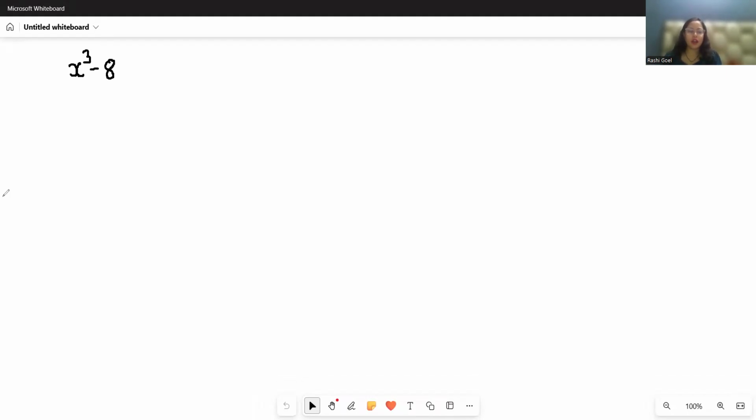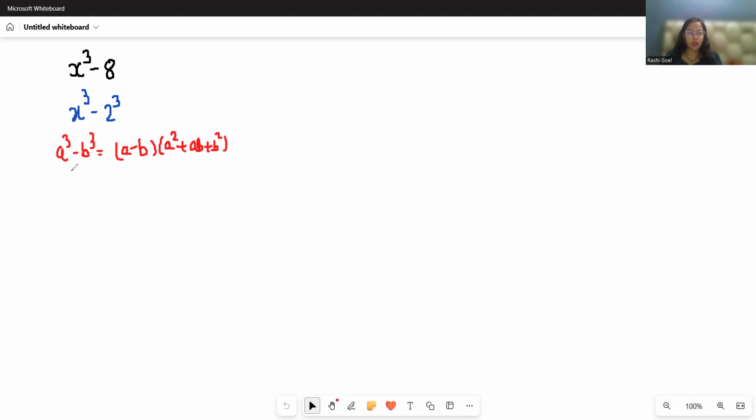To find out the factor of x cube minus 8, I can write this 8 as 2 cube. Now I'm going to use a very famous identity, that is a cube minus b cube, which is equals to a minus b bracket a square plus ab plus b square to factorize the expression.